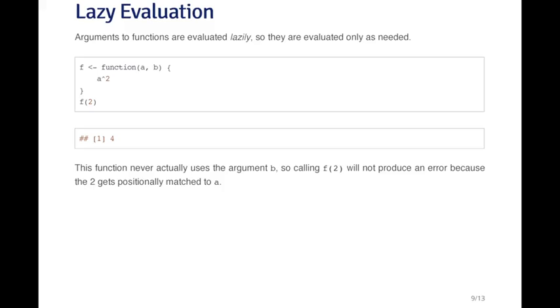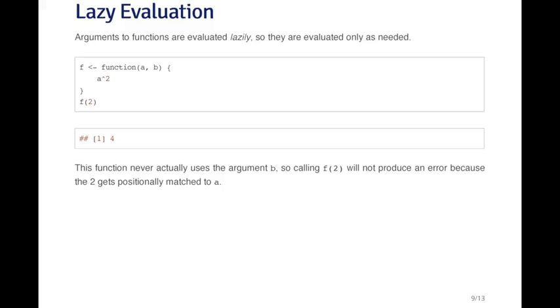So one of the key features of the R language is what's called lazy evaluation. Lazy evaluation is a common model in a variety of programming languages. And the way that it works is that all the arguments to a function are only evaluated as they're needed.